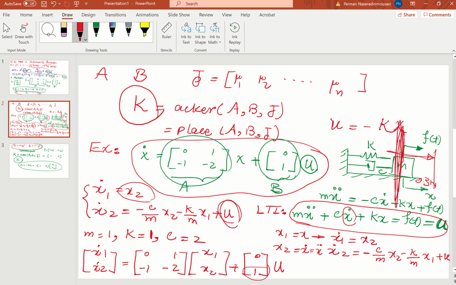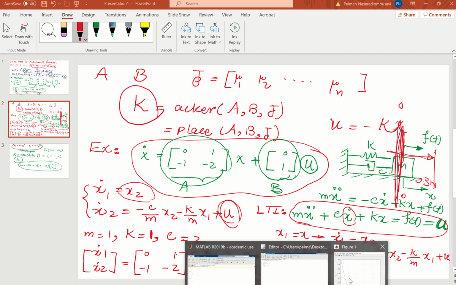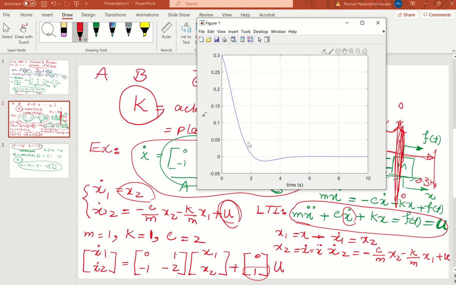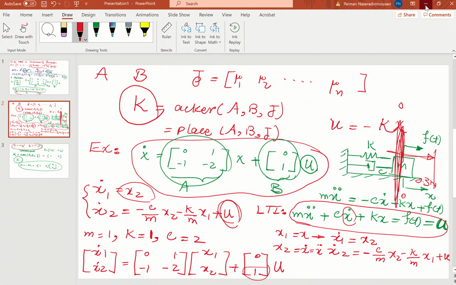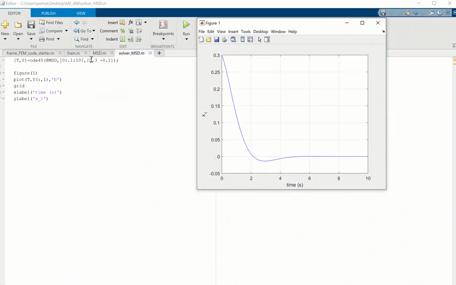Here is 0 and 0. When I say the origin, it physically means here is 0, the natural length of the spring and damper. Understand? This is the physics of the system. The controller depends on reality, it's not an abstract concept. So you see that it is an underdamped system and goes to the origin.